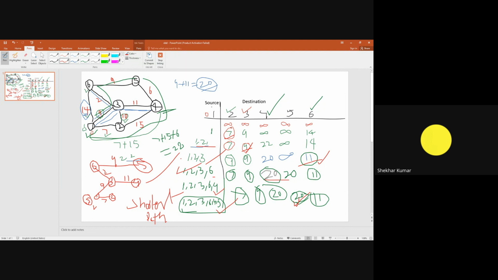It is clear. So Prim's algorithm is more efficient when there is a dense graph, and Kruskal's algorithm is good when there is a sparse graph. If there is a dense graph, then Prim's is best. If there is a scattered sparse graph, then Kruskal's will perform best, because every time it will select the minimum. And in Dijkstra's algorithm, we find the shortest path.